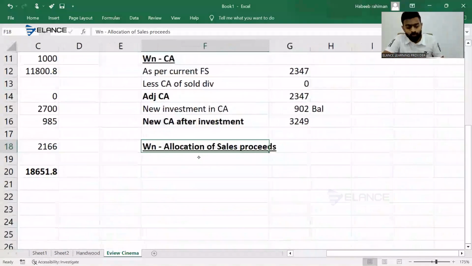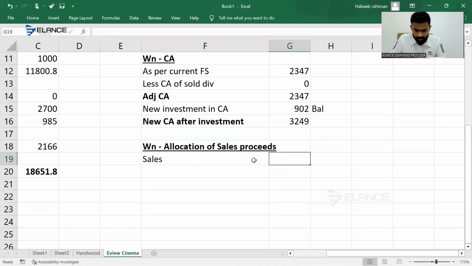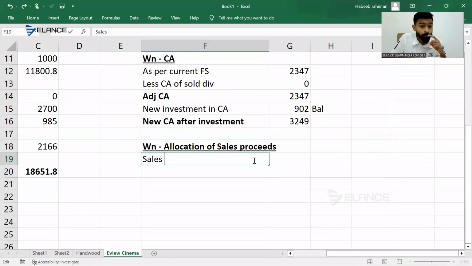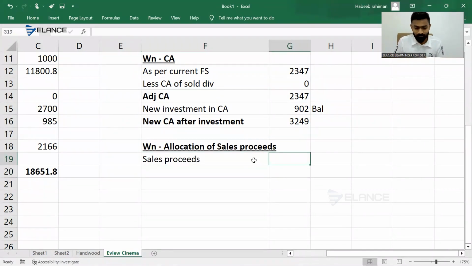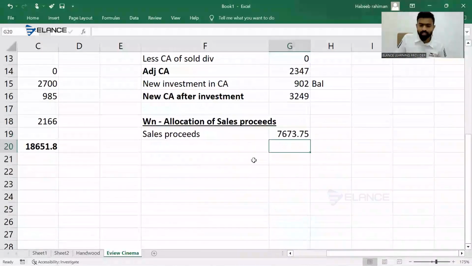Do together with me now. Write this working note: Allocation of sales proceeds. How much was the sales proceeds for? We are doing it for eView Cinemas. Do check whether you are doing it for eView Cinemas or not. So the sales proceeds, we know that it is 7673. This is the sales proceeds.